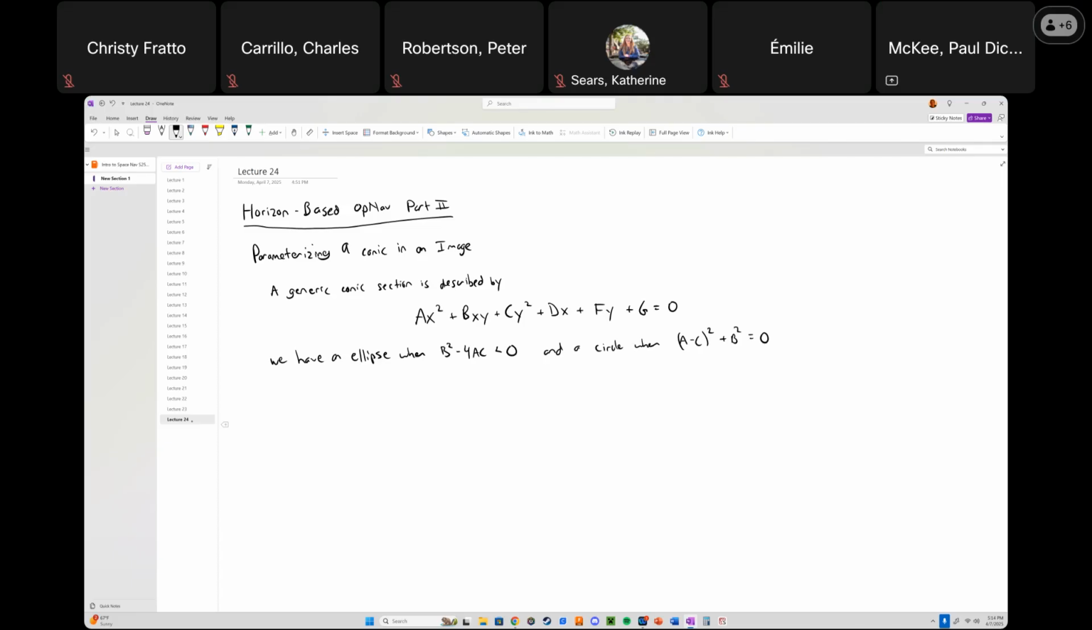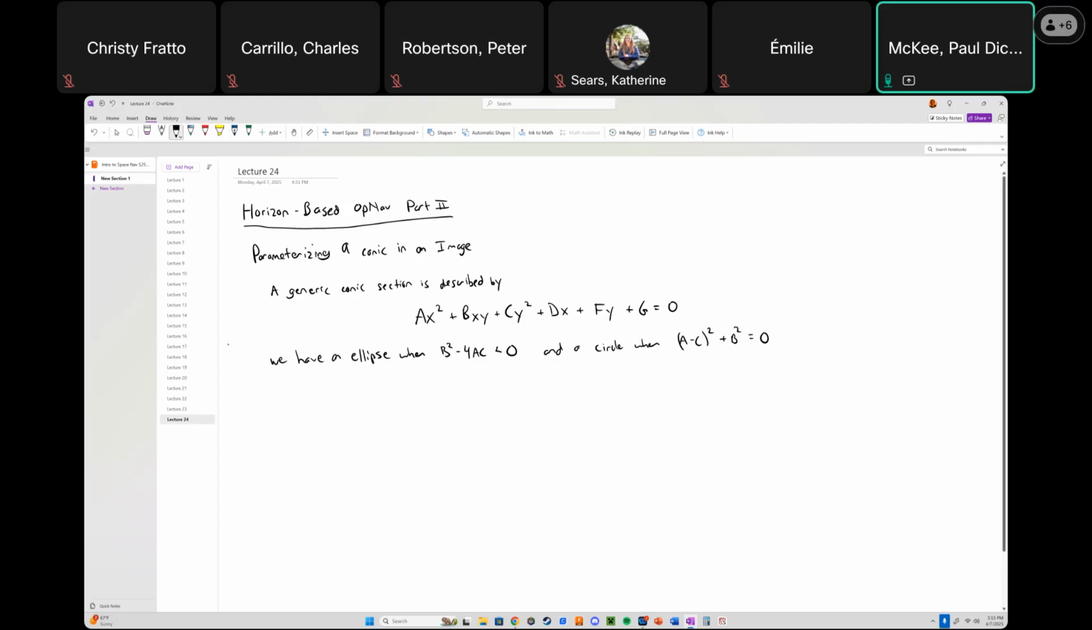Okay, so you get the idea. x and y are points in 2D space, and a, b, c, d, f, g are going to be 6 parameters that describe that generic conic section. A point is on that conic section if ax squared plus bxy plus cy squared plus dx plus fy plus g evaluates to 0. And if it's not 0, then you're either inside or outside the conic. That's the idea.